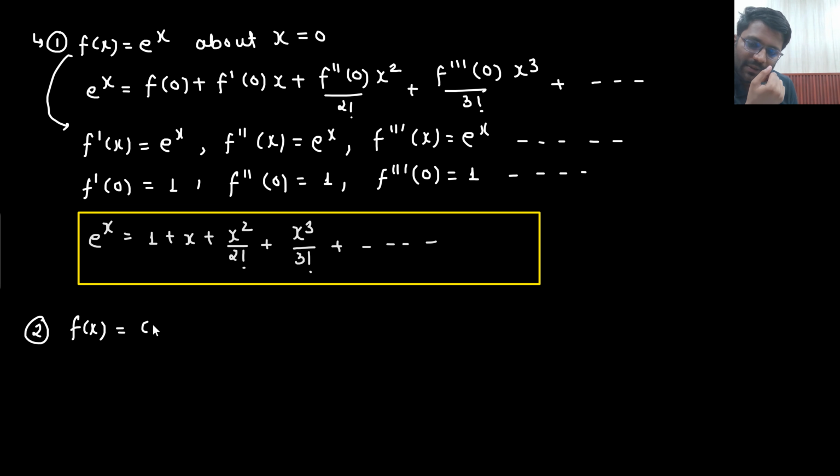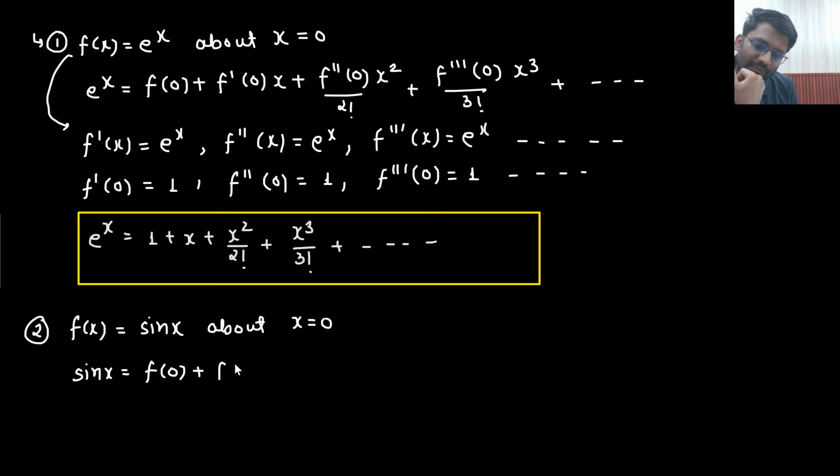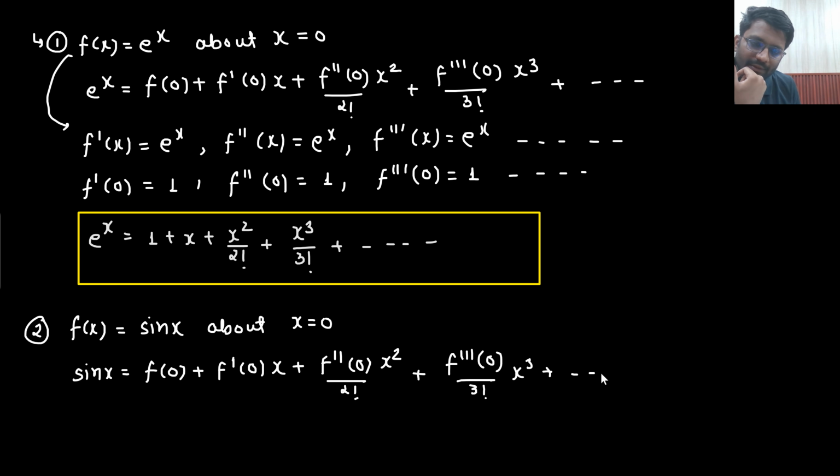This time our function is sine x, not cos x, it is sine x, about x equals to 0. So how will I represent sine x? f of 0 plus, look, this expression will be the same. There will not be any change in this expression. This expression will go for everyone, divided by 2 factorial, divided by 3 factorial, and so on. Understandable?